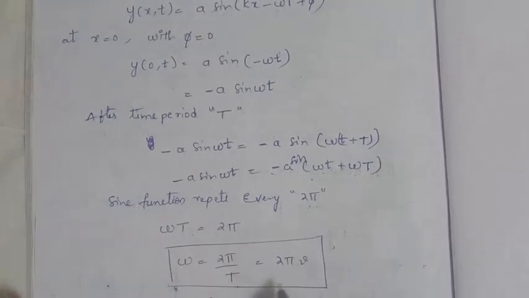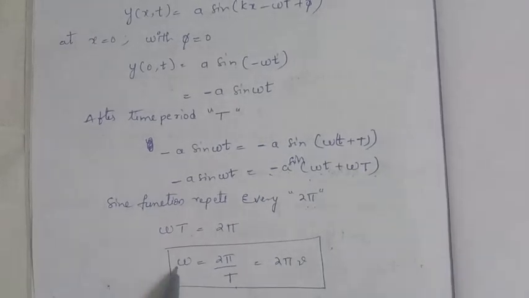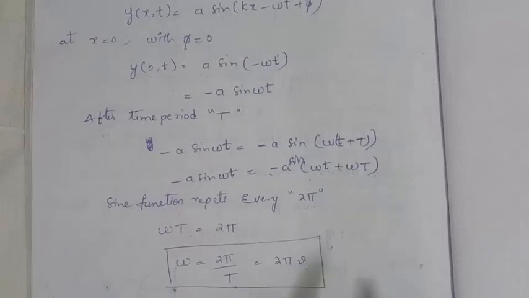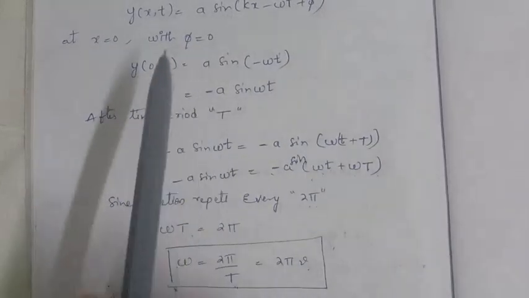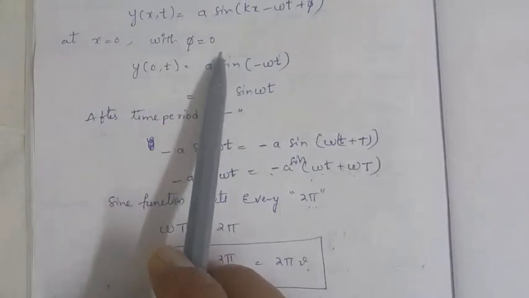And 1 by T is nothing but nu. So that is the relation between T and omega, and 1 by time period is the frequency, so omega is equal to 2 pi nu. Once again, this is the expression with x equal to 0 and phi equal to 0.